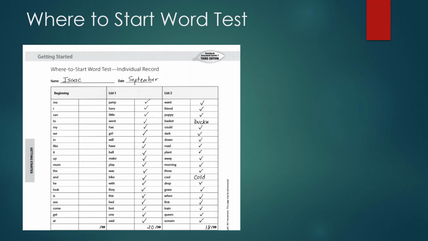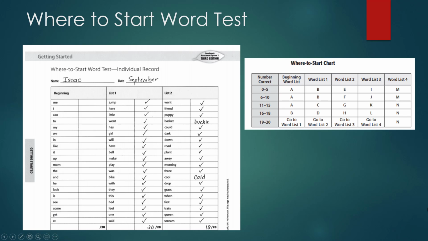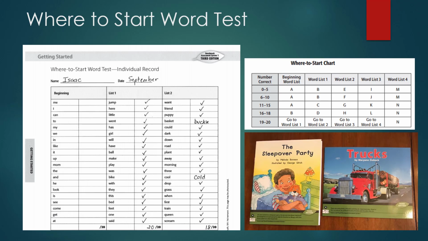You will give the students the Where to Start word test, which is a list of 20 words that they will read to you, and you will keep track of their accuracy. There's a Where to Start chart, so you will use that to guide you as to what your next step is. So we began the assessment with word list 1. The student had 20 out of 20, so the chart tells us to go to word list 2. We assess them again with a different list of words, and this time they scored an 18 out of 20, so the chart indicates that H would be a good level to start at with this student.